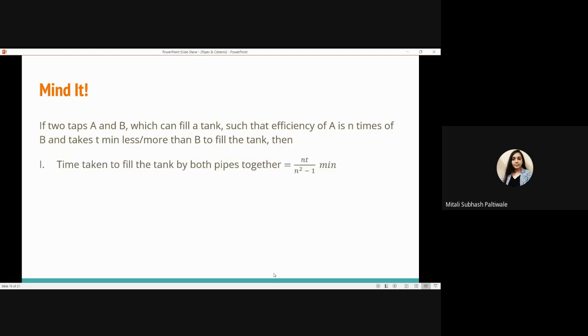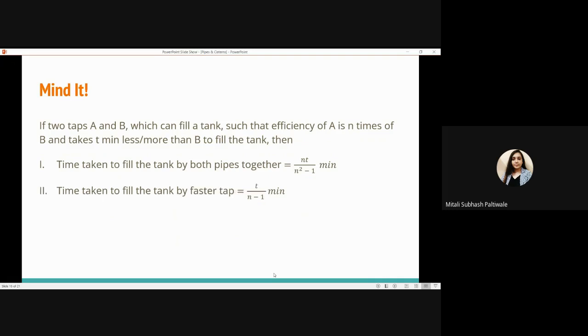the time taken to fill the tank by both pipes together. If the tank is getting filled by both of the pipes, then the time taken would be nt by n square minus 1.